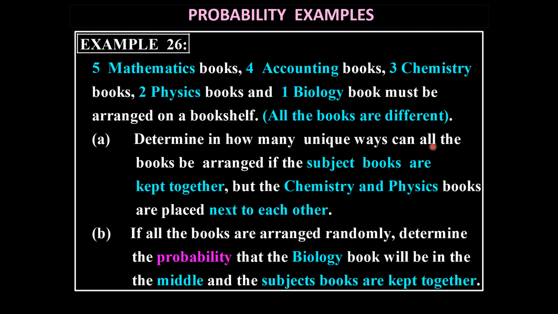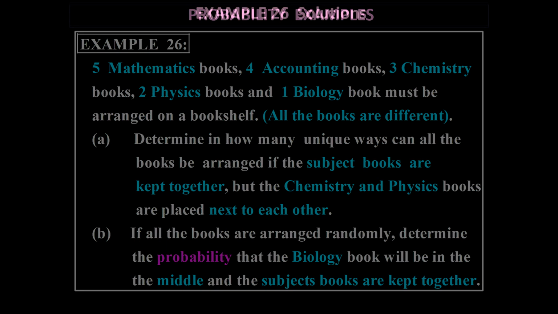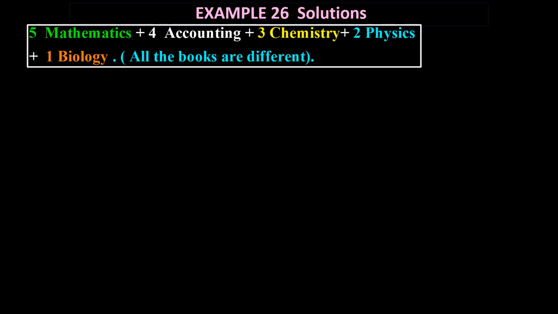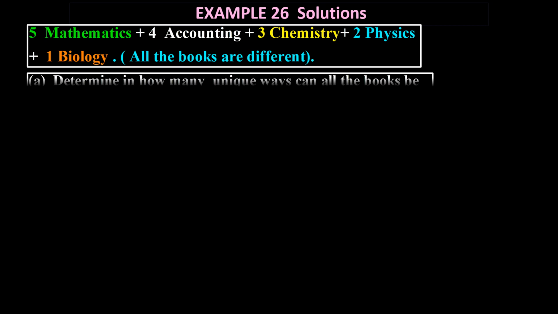Determine in how many unique ways can all the books be arranged, but they want to keep the subject books together. They don't want the books mixed, a maths book and then accounting. Keep all the maths books together, all the accounting books together. And then we have a question here on probability. So let's look at the first one here. So that's just our information, and we remember the books are different.